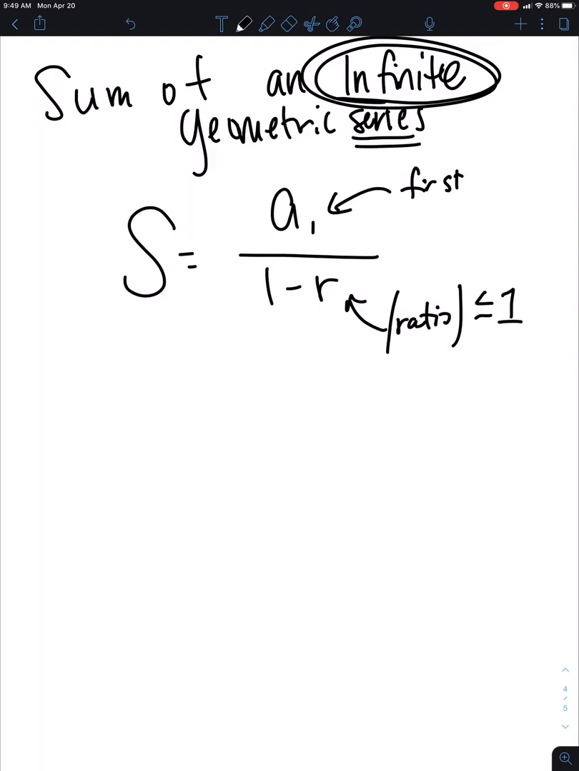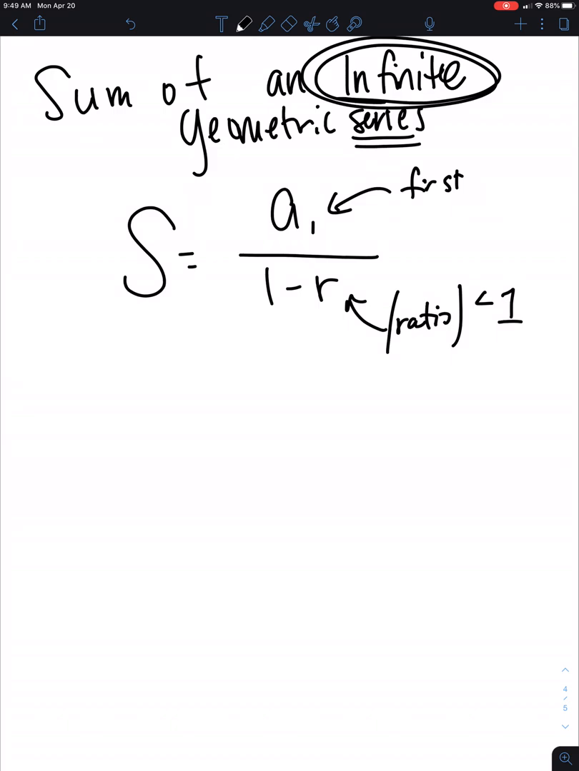Actually, it's not less than or equal to. I'm going to take that back. It's going to be just less than. It can't be equal to 1. So it could be 0.99999, but it can't be 1. I'm double checking on that. Yeah, okay. So it can't be 1.